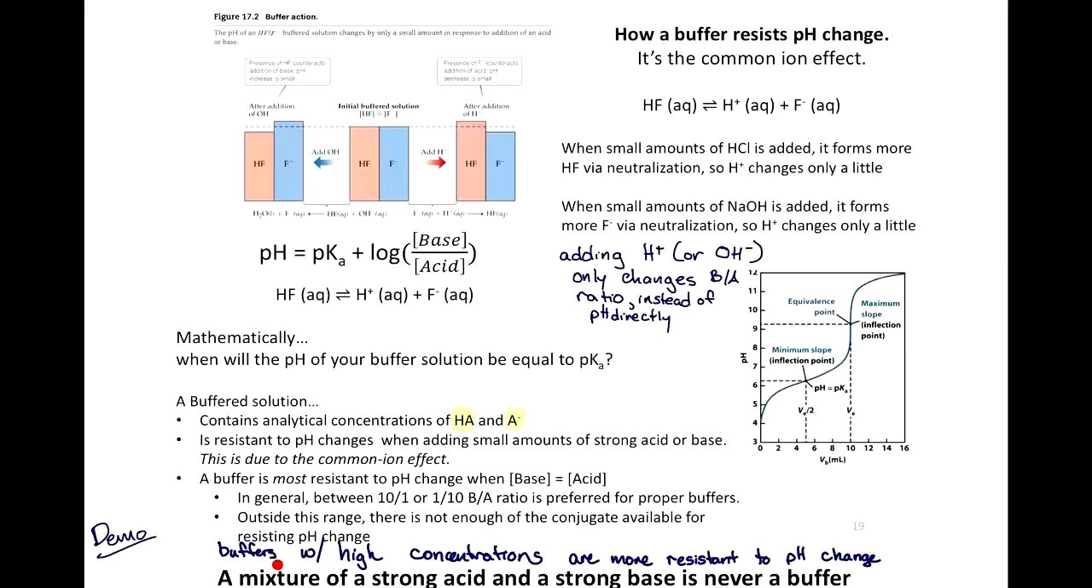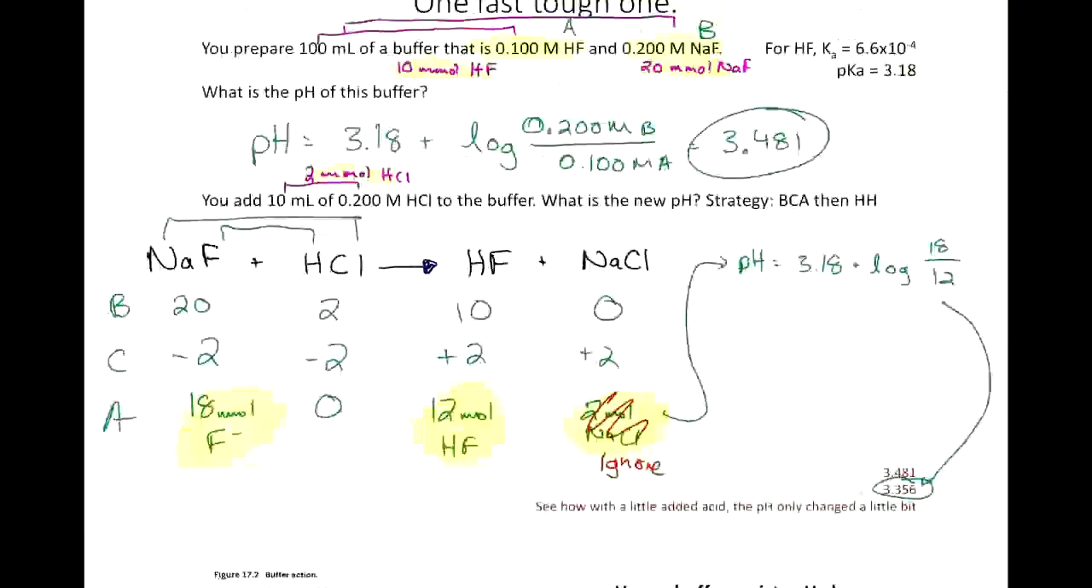The last thing here is that buffers with high concentration are more resistant to pH change. If the numbers in your BCA table are very, very large already, adding HCl or sodium hydroxide will only change these numbers a little bit. Versus if these are really small numbers, your buffer is less resistant to pH changes.